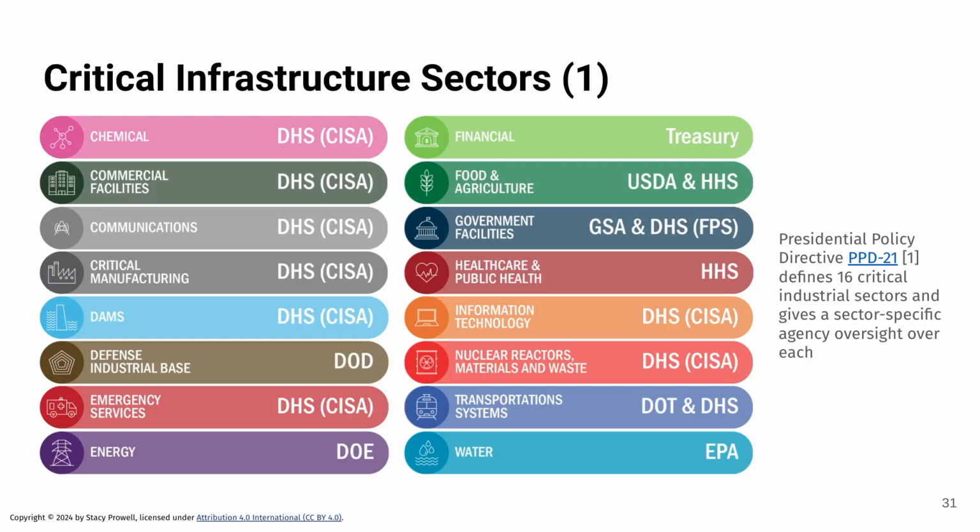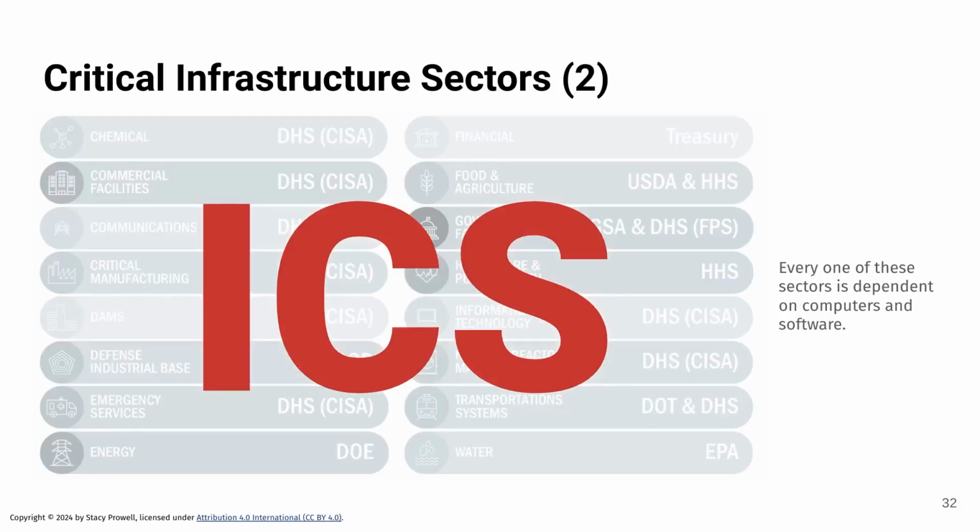All of these have something in common. They are all examples of industrial control systems. They have industrial control systems throughout them. Every one of these sectors is heavily dependent on computers and the associated software.